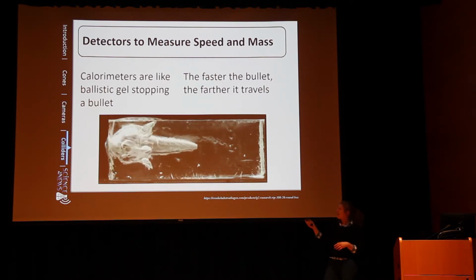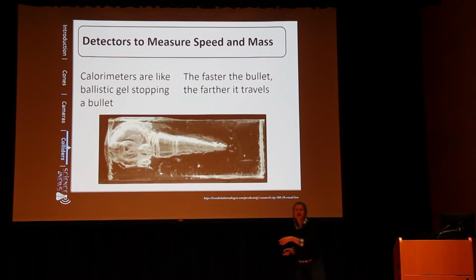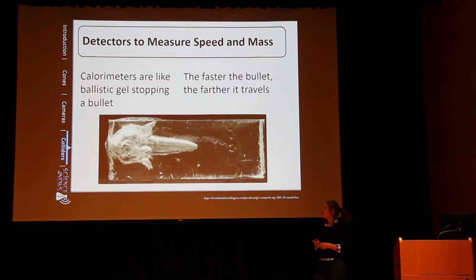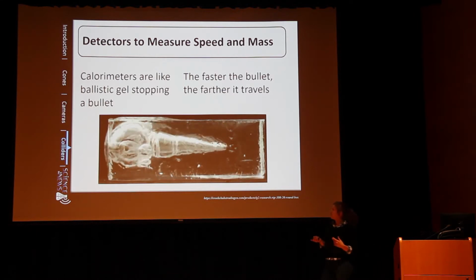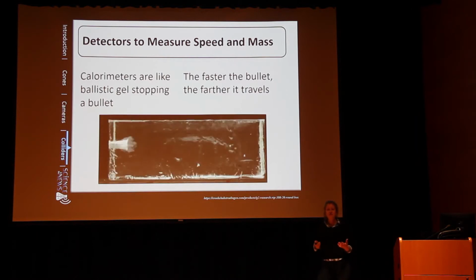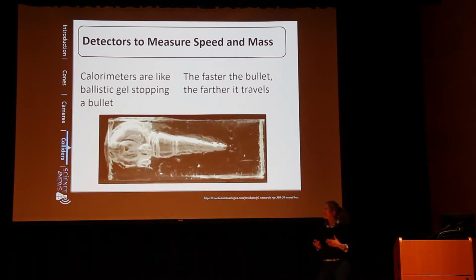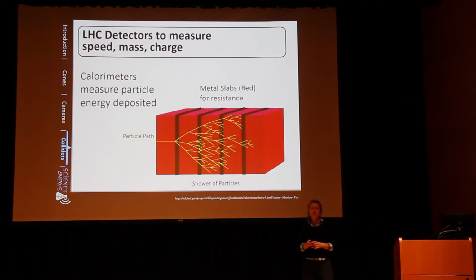So at the beginning of the video, the bullet's moving really, really fast. And as it goes through the material, it slows down and eventually stops, leaving a shower of destruction in its wake. Therefore, the gel contains all the information about the bullet at the end of the process. This is just the way calorimeters work.